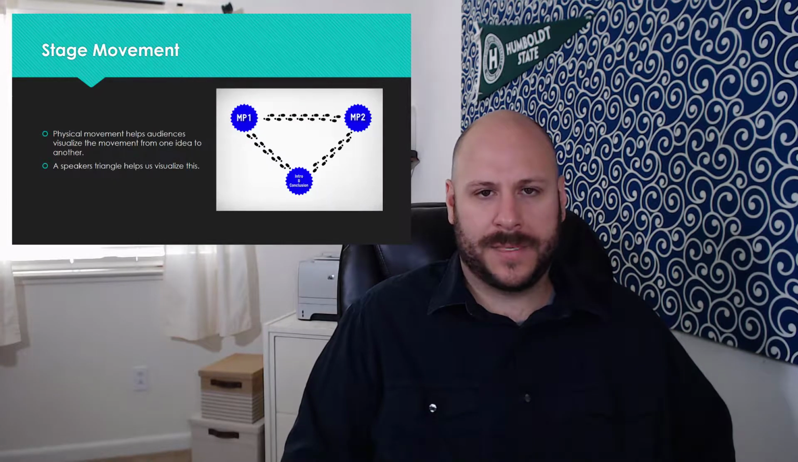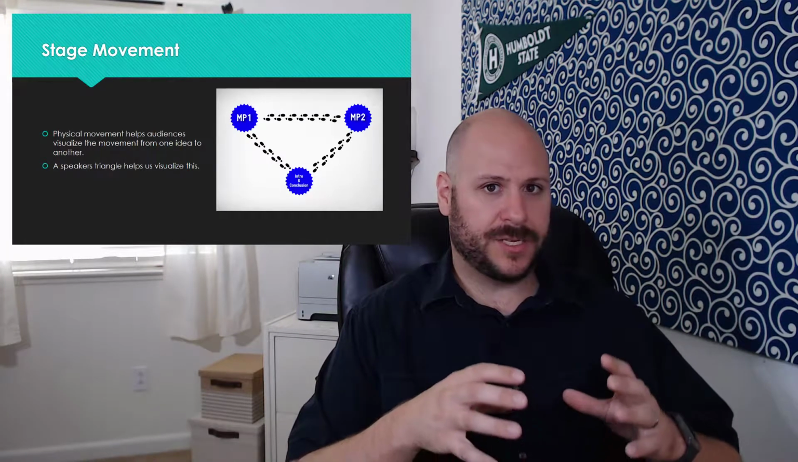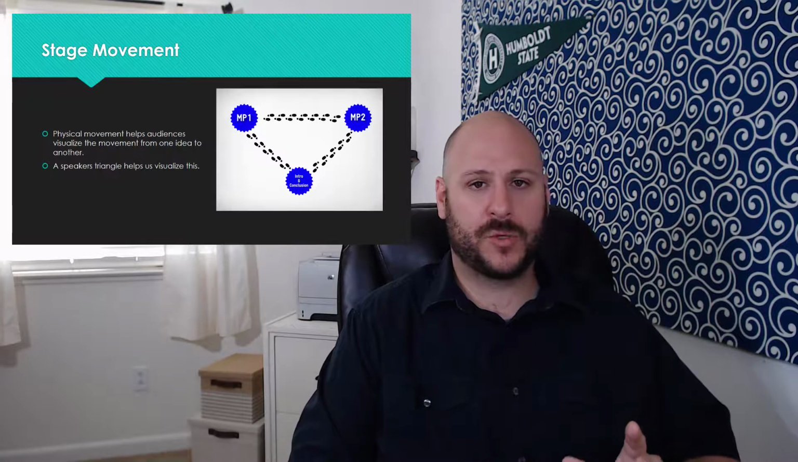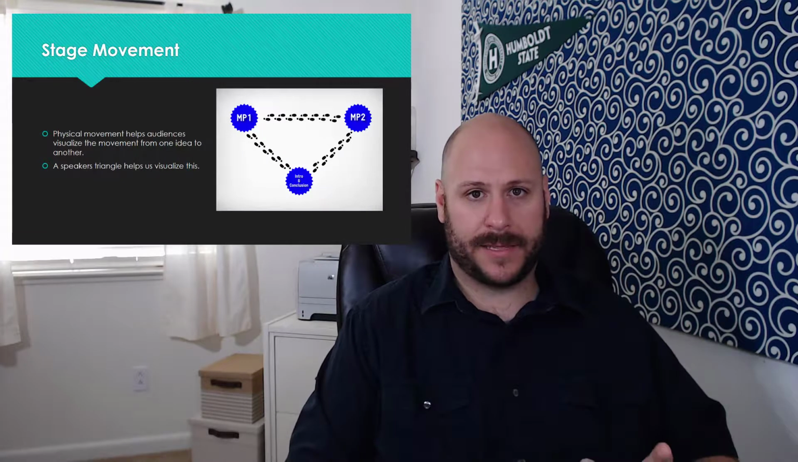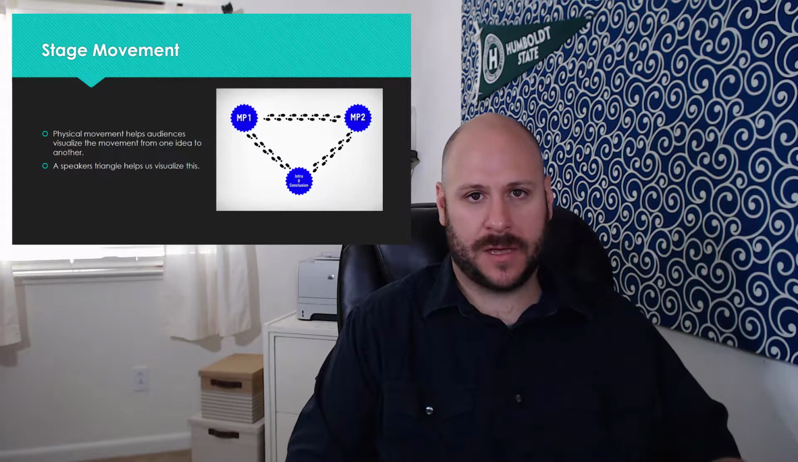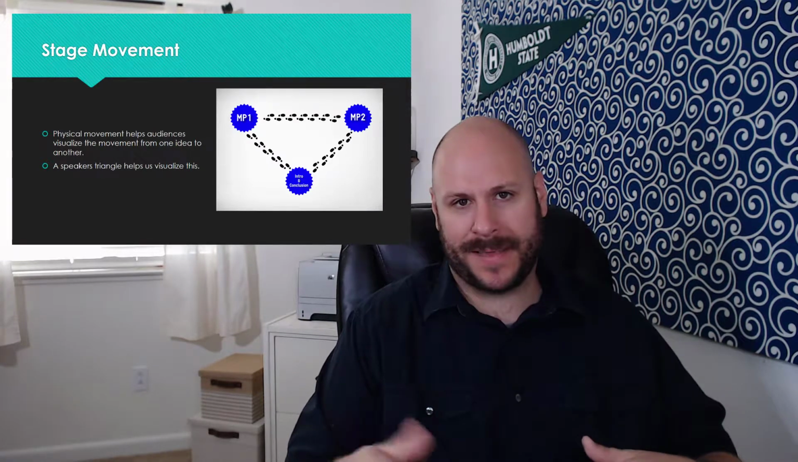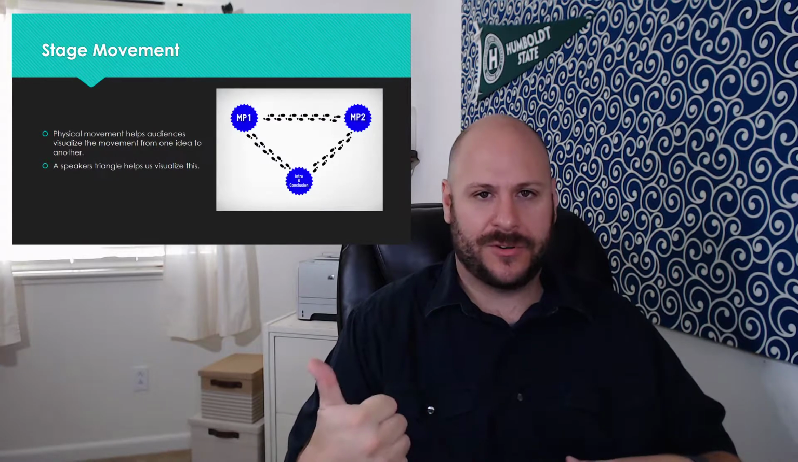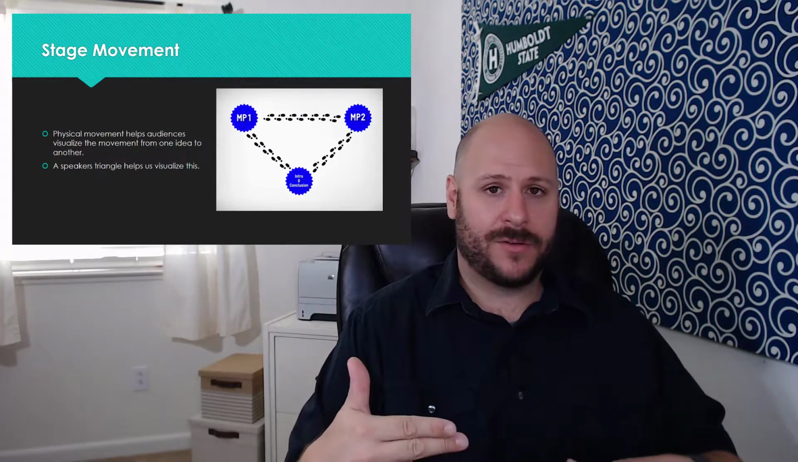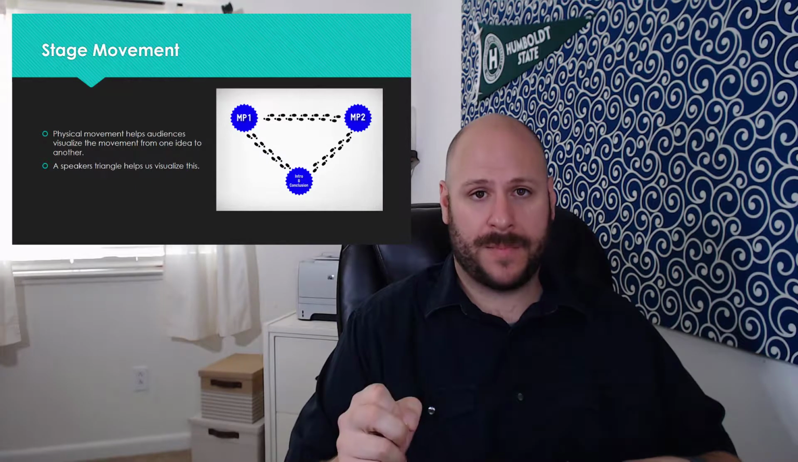One of the things that we'll be talking about in this class and that I want you to try to utilize is the idea that you can use movement to visually show movement between ideas for your audience. When you give your typical formal speech in a public speaking class, there's going to be three major parts: the introduction, the body, and the conclusion. The body tends to contain somewhere between 2 to 3 main points.